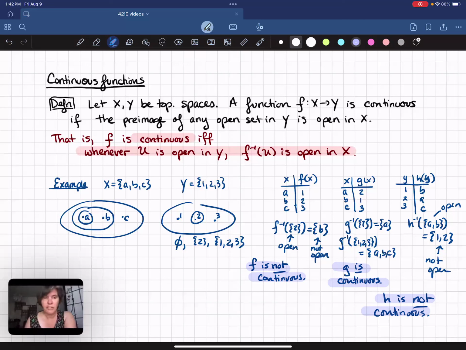To show that a function is not continuous, you just have to find one example of an open set whose pre-image is not open. That's going to be the same when we're in more complicated topological spaces. The idea is that to show a function is not continuous, you just need one example of an open set whose pre-image is not open.